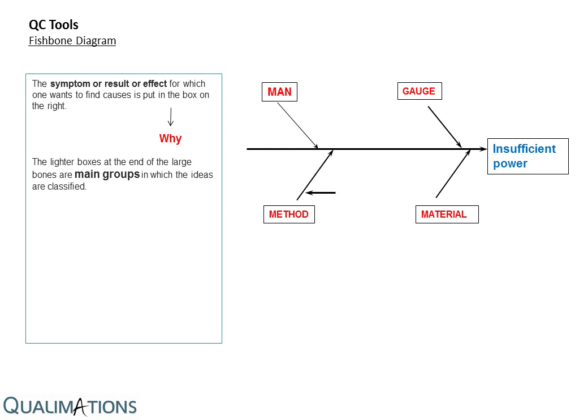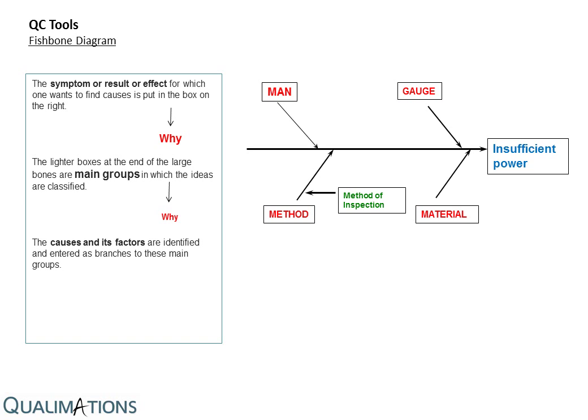The lighter boxes at the end of the large bones are main groups in which the ideas are classified. This could sometimes be identified as a cost code for the cost of quality computation. This helps in identifying the dominating group that impacts the quality in the organization.